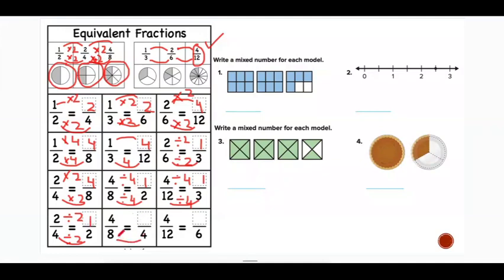Again 8 is bigger than 4, so it will be a division. 8 divided by 2 is equal to 4. 4 divided by 2 is equal to 2.